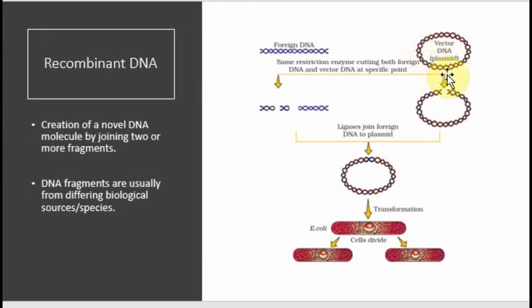A vector is selected, which is usually a bacterial plasmid, as is the foreign DNA. Then a restriction enzyme is used to cut both strands of DNA at the desired location, as is the plasmid. Ligases are used to successfully join the segment of DNA and the plasmid. Once this is inserted into the organism, which is E. coli shown here in the presentation, the cells undergo transformation to incorporate this new DNA into the rest of its genome. Once the cells divide and proliferate, this new DNA is now a permanent part of its genome.